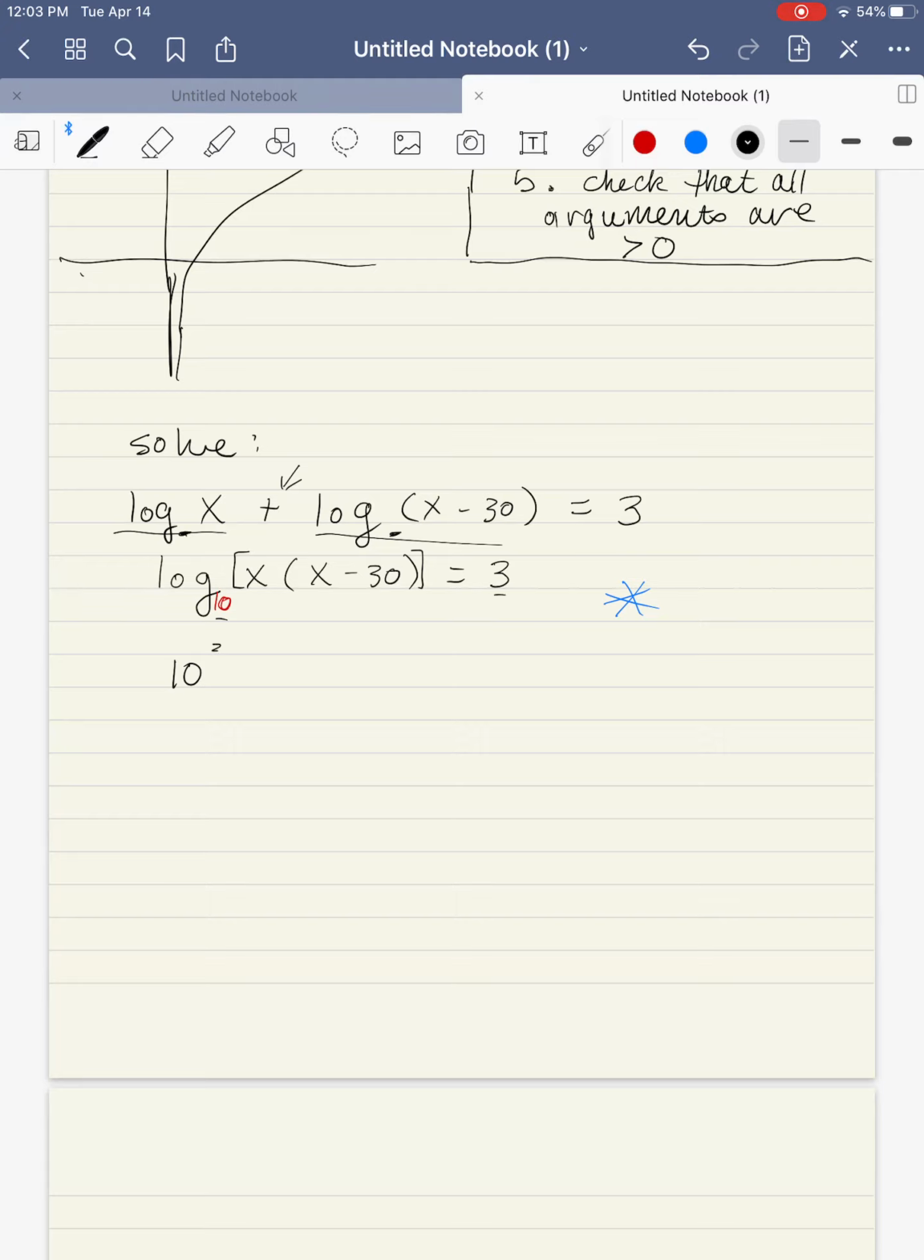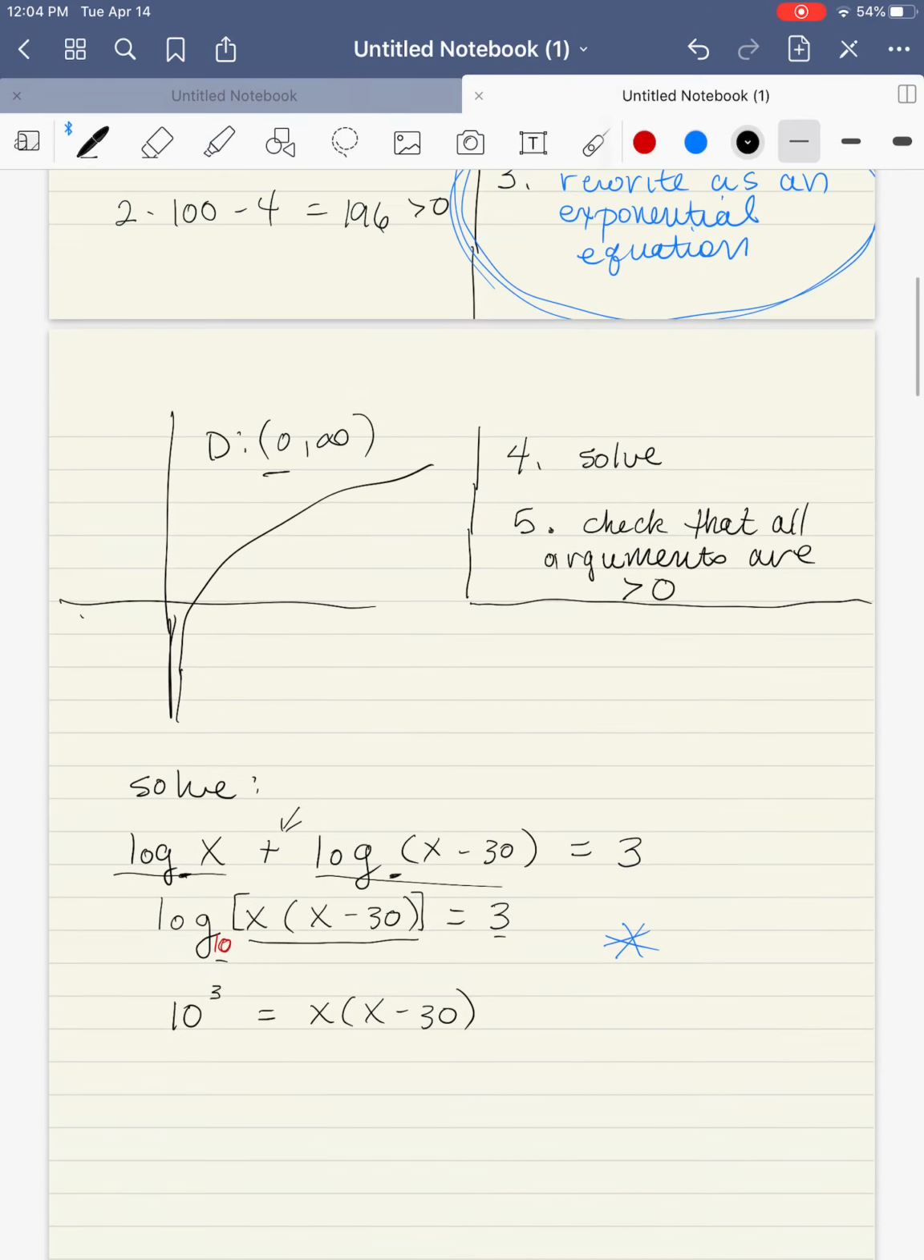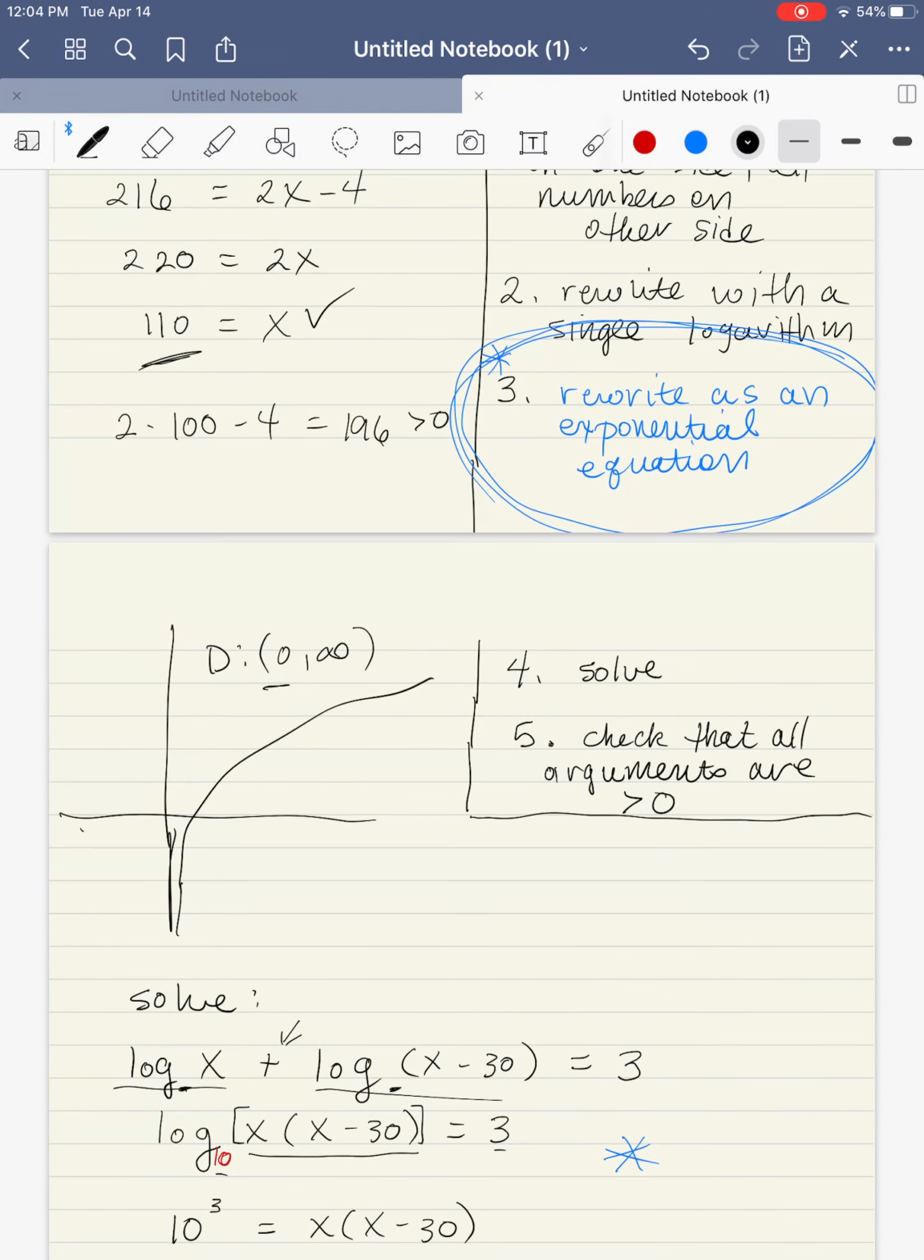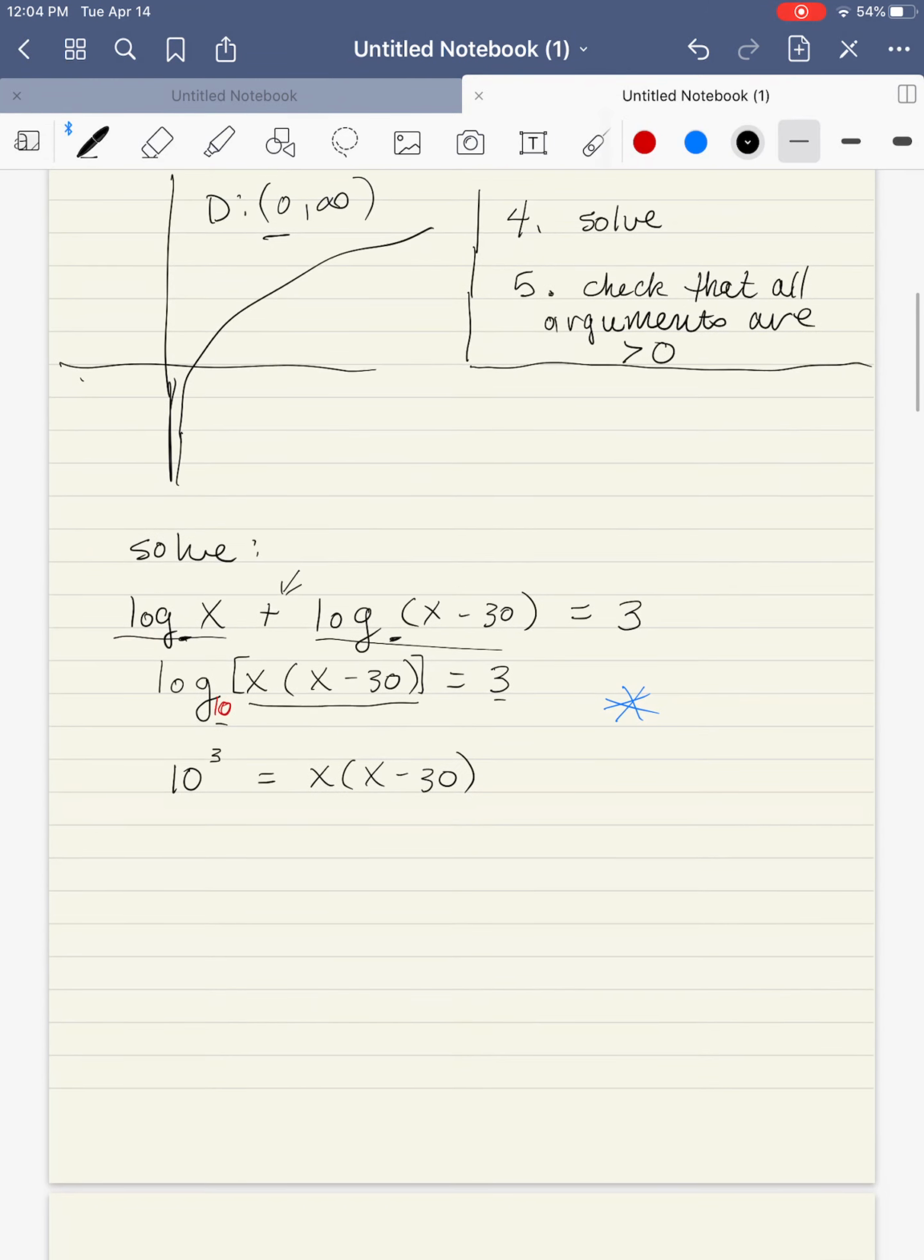So we see our base is 10, our exponent is 3, and that is equal to all of this, x times x minus 30. I want you to go ahead and try to solve this equation. That's our next step, solve. And we're going to see that this is going to be a quadratic equation because our first step is to distribute the x on the right-hand side.